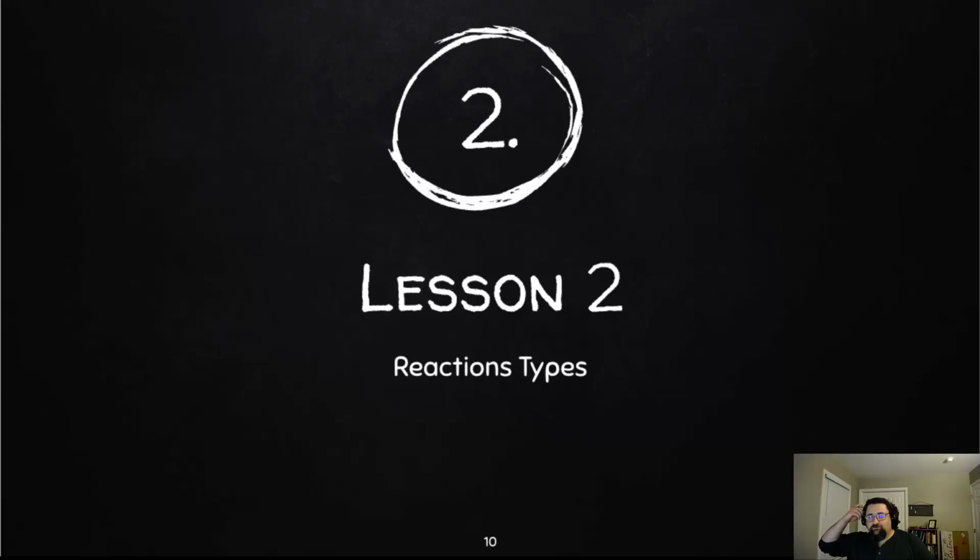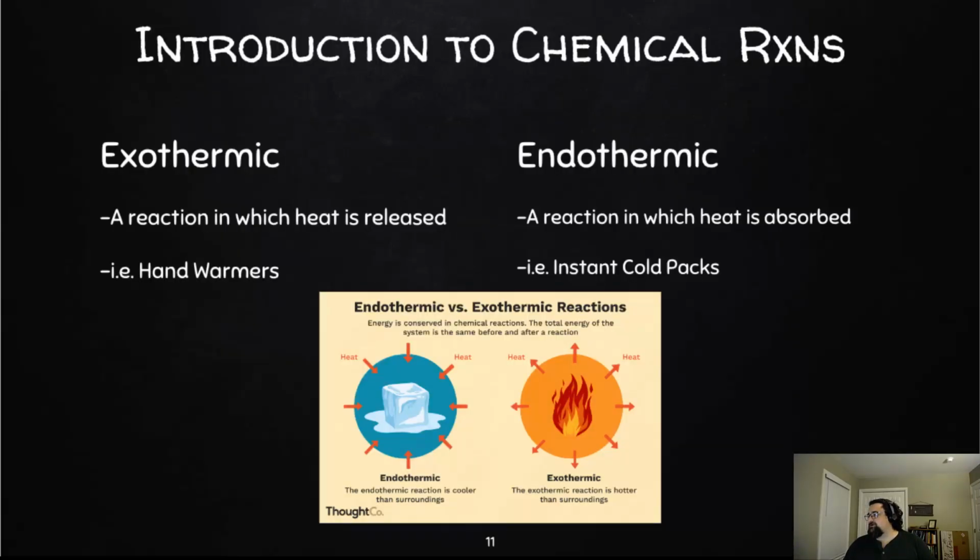Okay, today we're going to be talking about types of reaction. And so when we dive into this first, there's going to be a little bit of introduction to chemical reaction. So anytime a chemical reaction takes place, we are going to have a transfer of energy. And that energy is going to cause reactions to be exothermic or endothermic.